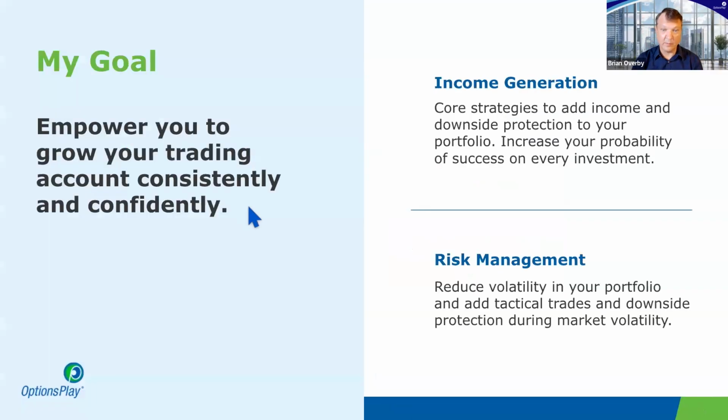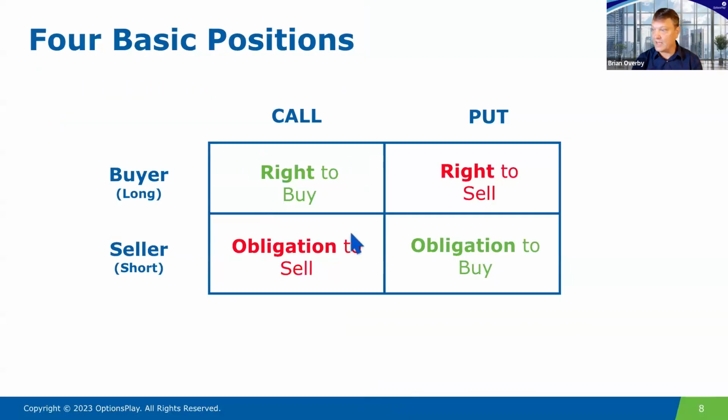And so when we go through, here's the slide that I was just talking about. You have the buyer, the right; the seller takes on the obligation. On the put side of things, the seller has the obligation to buy, or have stock put to it. And with the put, we're talking about buying that put and having a right to put stock to somebody.